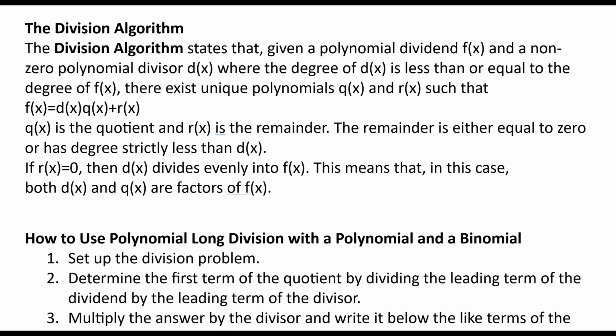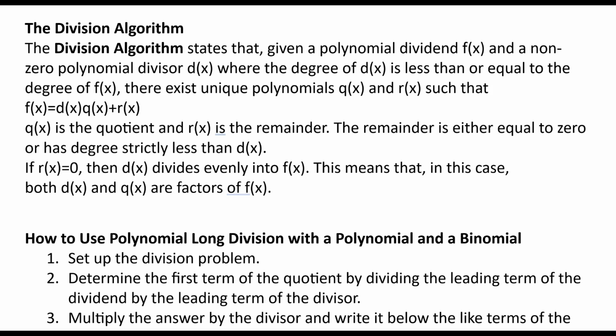So the division algorithm states that given a polynomial dividend, f of x, the thing being divided, and a non-zero polynomial divisor, d of x, where the degree of d of x is less than or equal to the degree of f of x, there exist unique polynomials q of x and r of x, q for quotient, r for remainder, such that f of x equals d of x times q of x plus r of x. So it would be the divisor times the quotient plus the remainder. So q of x is the quotient, r of x is the remainder.